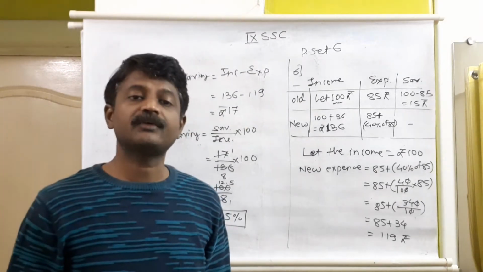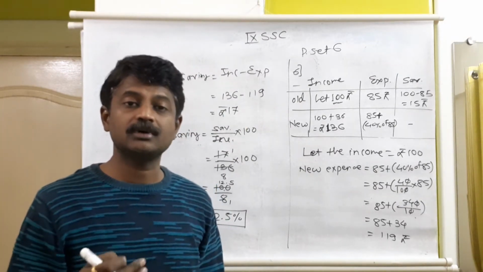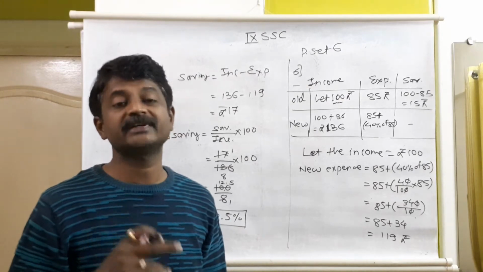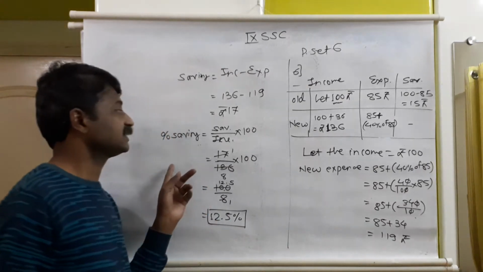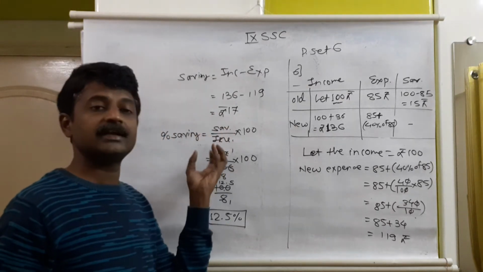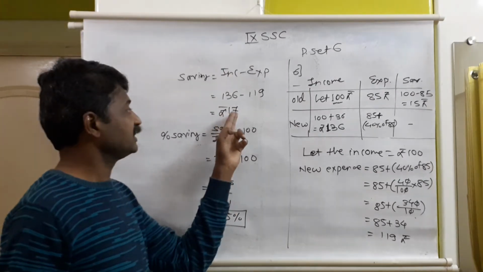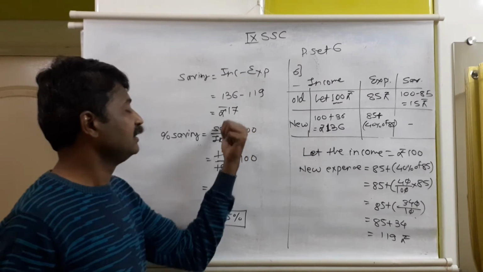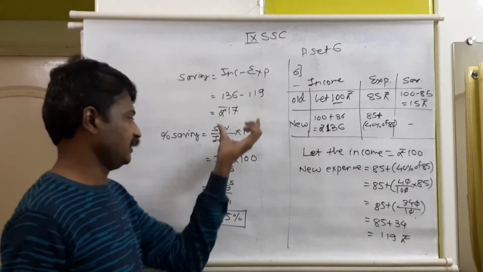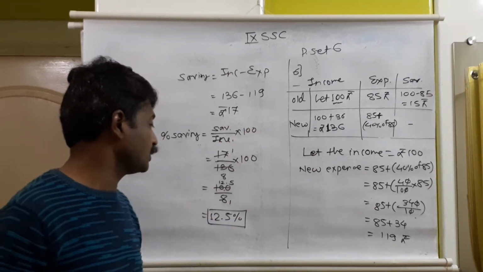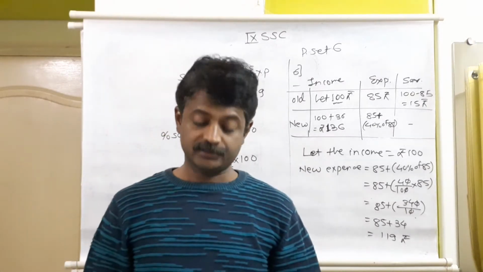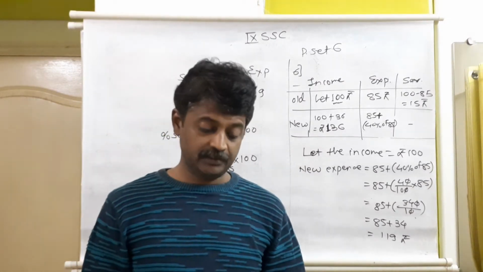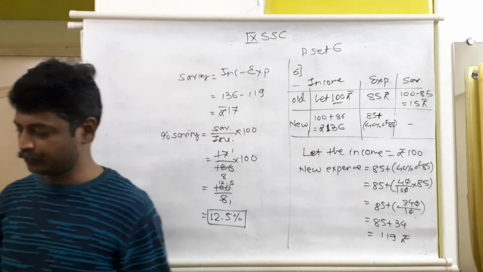It is not asked to find only saving, it is asked to convert it into percentage. What is the percentage saving? So percentage saving is equal to total saving divided by income. New saving is 17, new income is 136, multiplied by 100, we'll get the percentage saving. So as per the calculation, it comes 12.5% as the new percentage saving by Mr. Kailash. I hope you people understood.